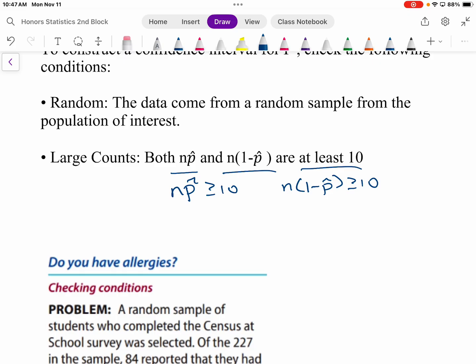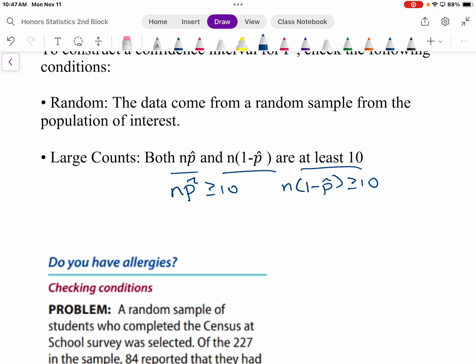Since I don't have the true population proportion, I'm going to use a sample and I'm going to use the p hat. Because as we looked at our interpretations on Friday, we said that we're blank percent confident that the interval from this to this contains the true population proportion.